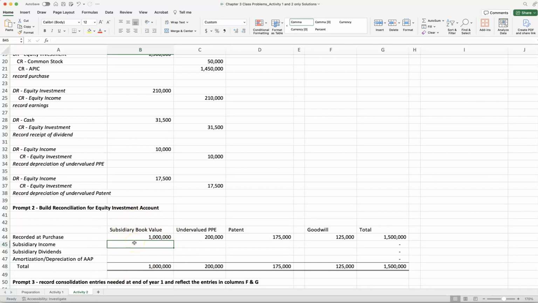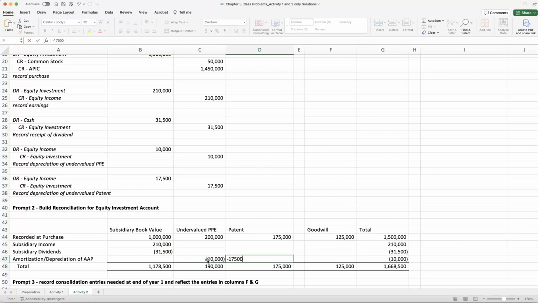So I know that when they have income, that increased my investment, it increased their equity. And when they pay a dividend, it decreased my investment and decreased their equity. So all things being equal, their total GAAP equity should be $1,178,500 right now. And we'll check that in a minute. But we still need to go ahead and record those depreciation entries into our reconciliation that we put above.